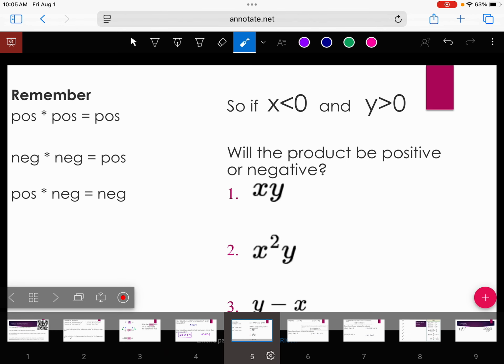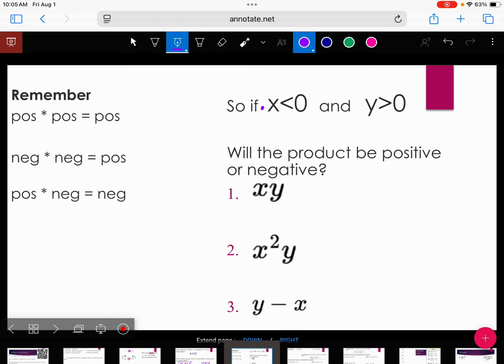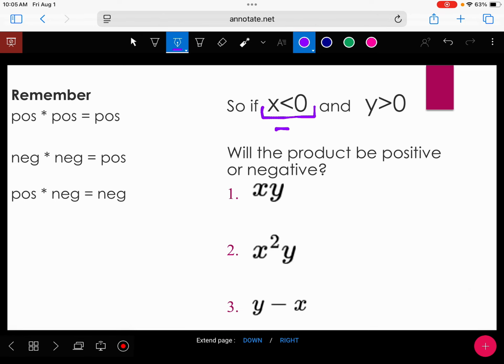So now that we remember that x less than 0 means that this piece has to be negative, and y greater than 0 means this piece has to be positive, we're going to start to think about the relationships between these. So if I have this x times this y, is it going to be positive or negative? Negative, because a negative times a positive is always going to be negative.